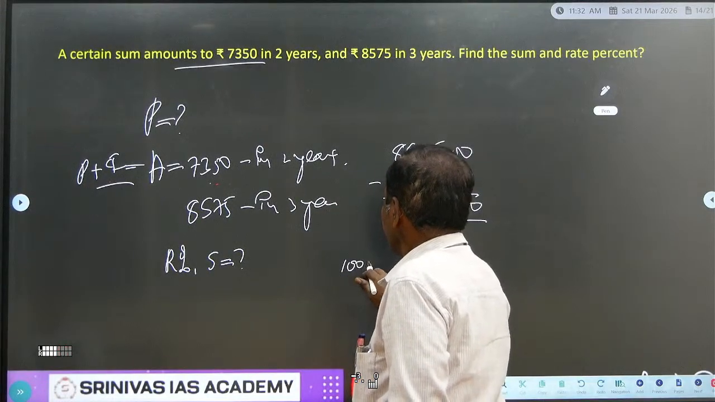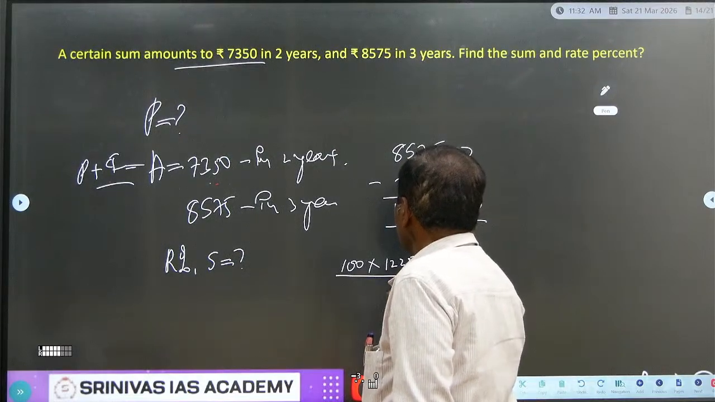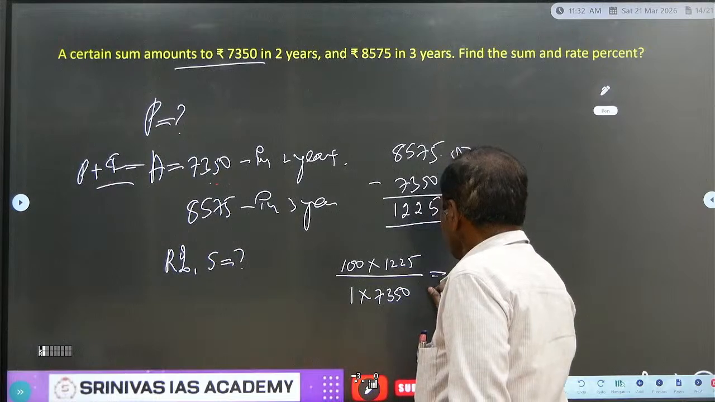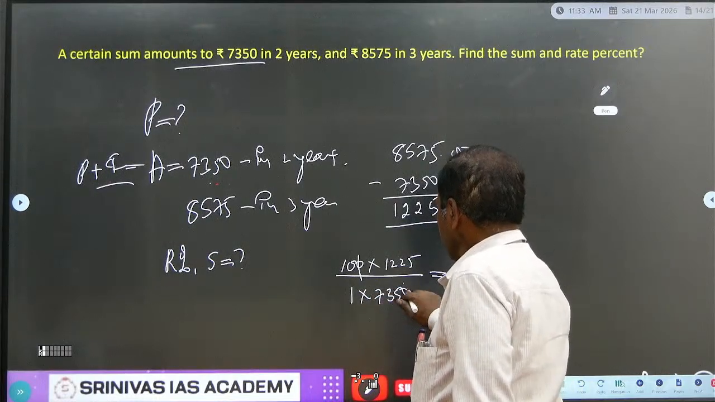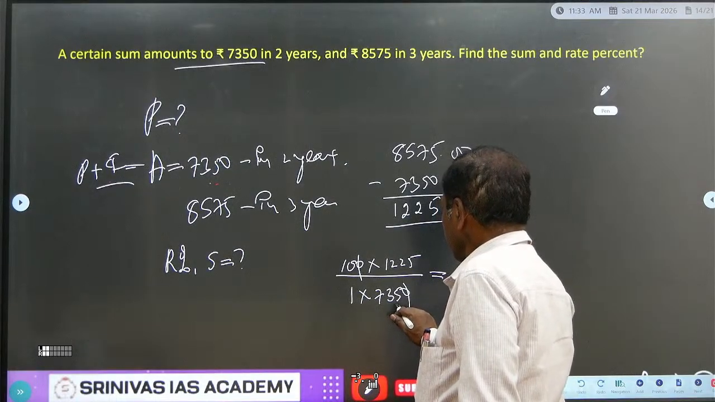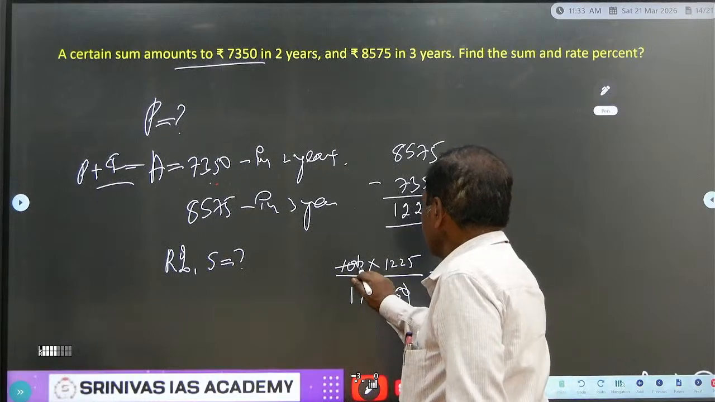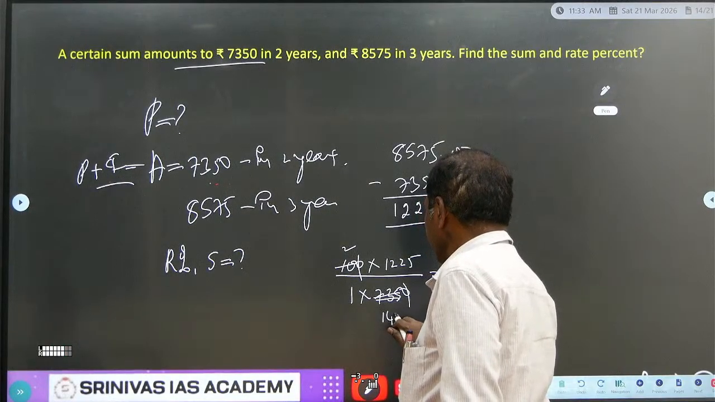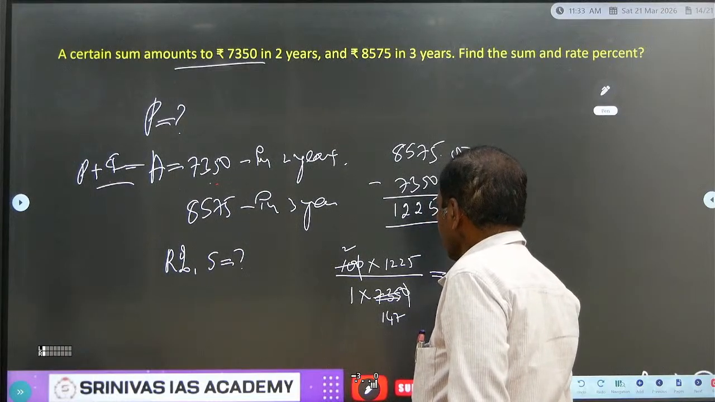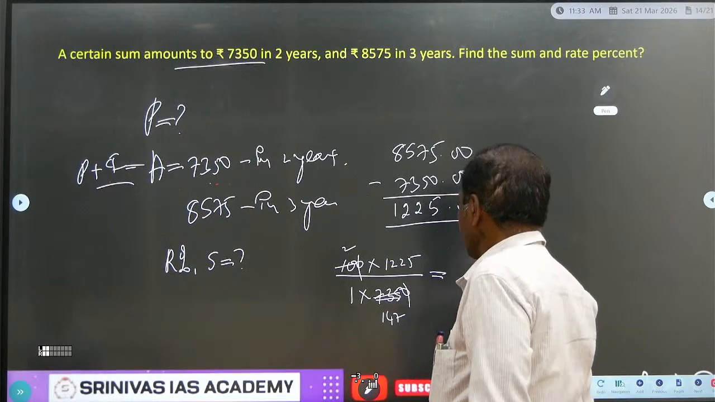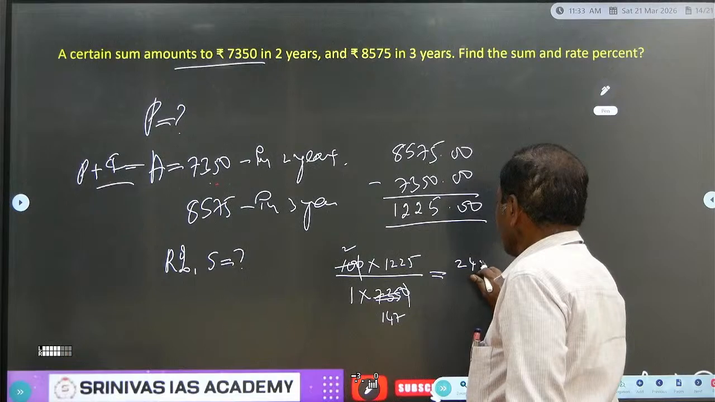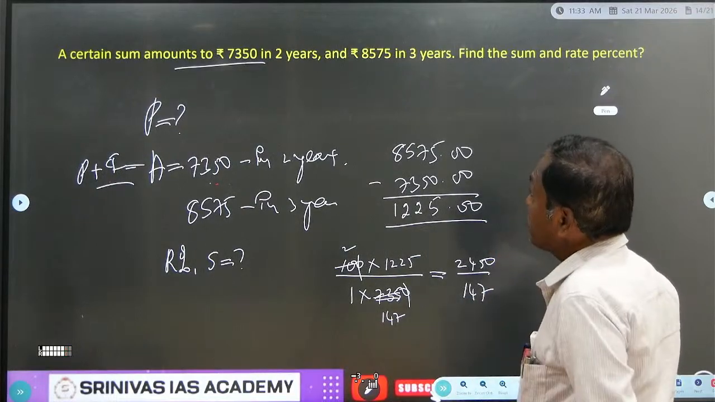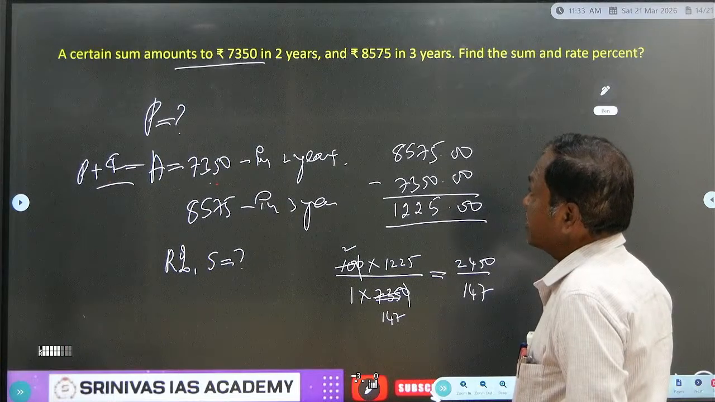1,225 per 100 into 1,225 by 1 into what's the principal? 7,350. You take it out. 5 twos are 10, 5 fours are 20, 5 sevens are 35, 147. Okay. Then why is it like this? 2450 by 147. No, it's not matching. The numbers vary. I don't know where to check.